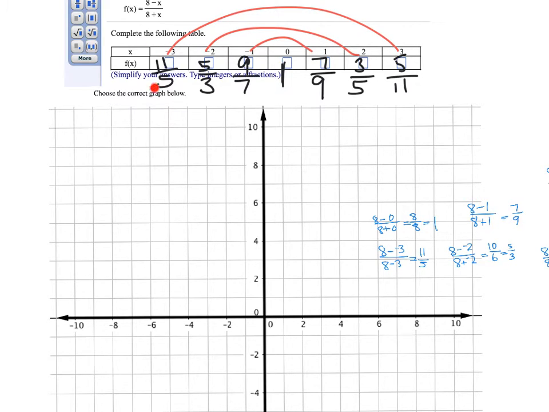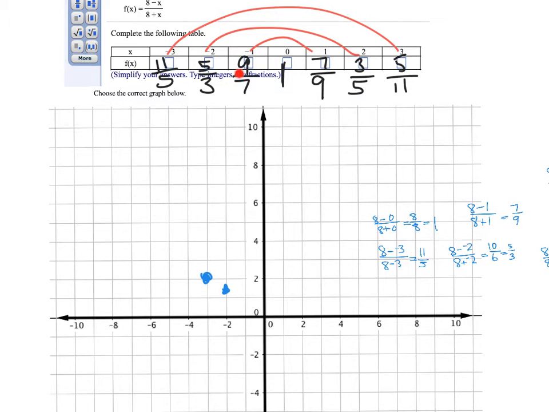So this first point is negative 3 and 11/5. Well, 11/5 is a little bit over 2. So that's going to be negative 3, up 2. So back 3, up 2, roughly right there. Then 5 over 3. 3 goes into 5 almost 2 times, a little less than 2 times. So that means our point is negative 2 and then almost 2. So it's going to go over 2, almost up 2. So it's going to go like right there.